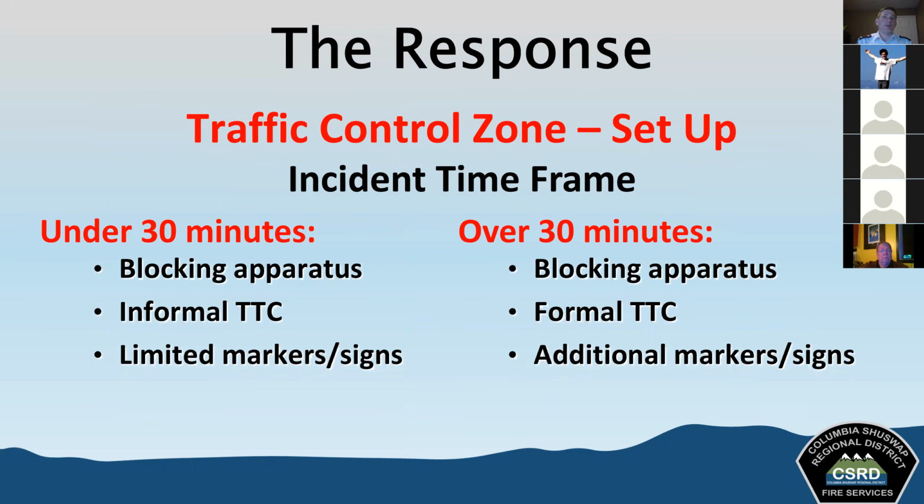So here we go with the traffic control zone setup, in the incident time frame. If we're looking at a call that looks like it's going to be under a 30-minute call, we're still going to want to put up a blocking apparatus, right? We might have an informal temporary traffic control zone, and we might not use too many markers and signs. As soon as we know that this is a call that's going to be over 30 minutes, that's when we're looking at using not only the blocking apparatus, but having a formal temporary traffic control zone. And that's where we need to know we're putting out additional markers and signs. It's going to be the full meal deal and do a proper zone.